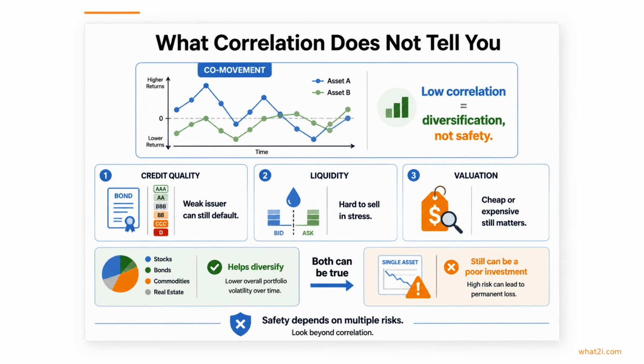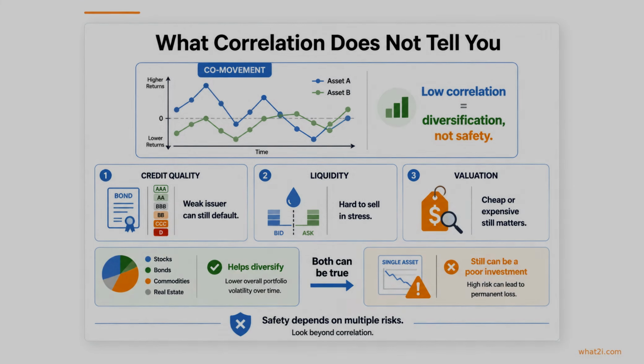You still need to ask whether the issuer is sound, whether the market for the asset could freeze under stress, and whether the price already reflects unrealistic optimism. A risky or overpriced asset does not become attractive just because it moves differently from everything else. Correlation helps with portfolio construction, but it cannot replace broader judgment.